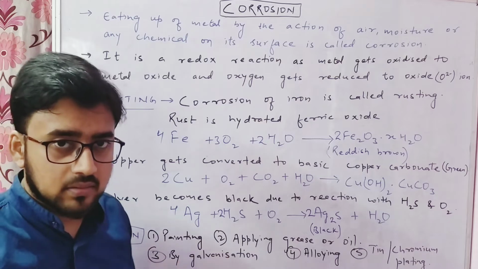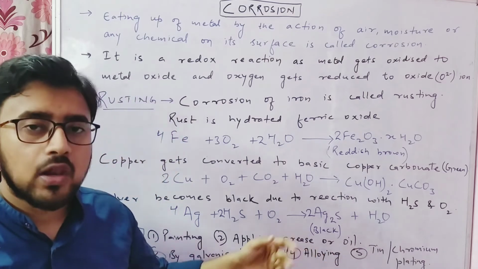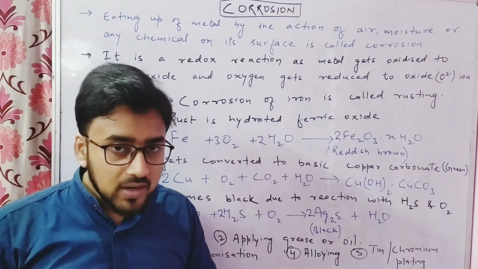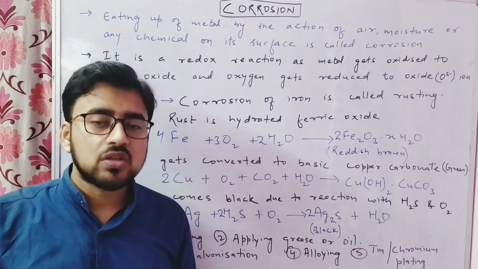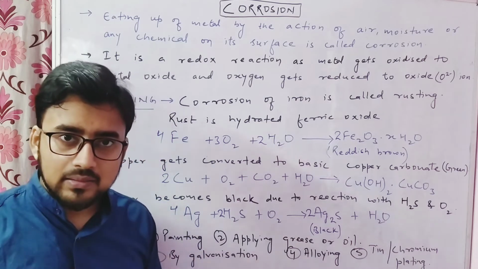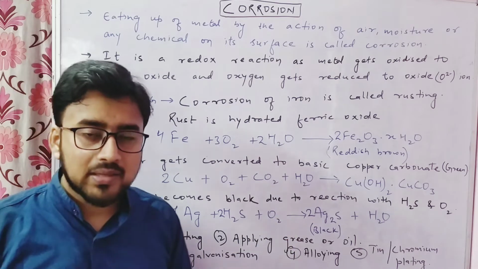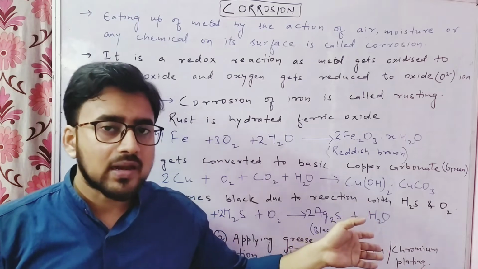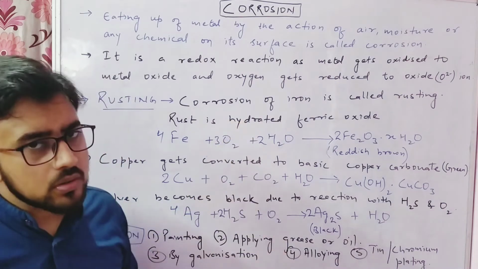The first one is painting. Next one, galvanization. After that, we can do tin or chromium plating, or we can do alloying, or we can use grease or oil. Whatever the process you are doing, one thing is common: we are preventing the outermost surface of the metal from coming in contact with oxygen, moisture, etc. That is why we are painting it and galvanizing it. Galvanization means covering with a layer of molten zinc, or you can make an alloy, a mixture of two or more metals or non-metals. Tin and chromium are also very less reactive, so the metal can be plated or coated with them. So this is all about corrosion.